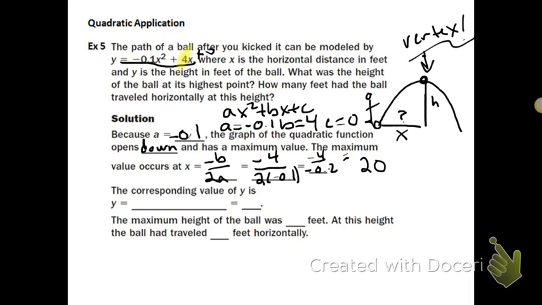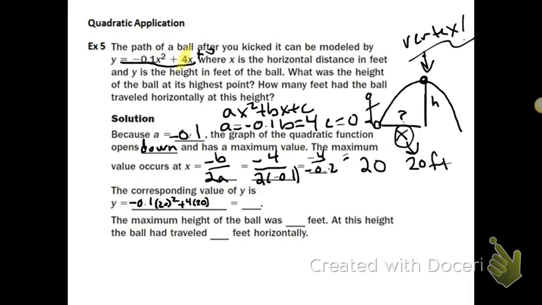So I know my x value is 20, so this value is really 20 feet, and to get the corresponding y value, that height, I'm going to have to substitute that in. So I'm going to do negative 0.1 in parentheses 20 squared, and then it was plus 4x, so plus 4 times the 20 should give us that amount.